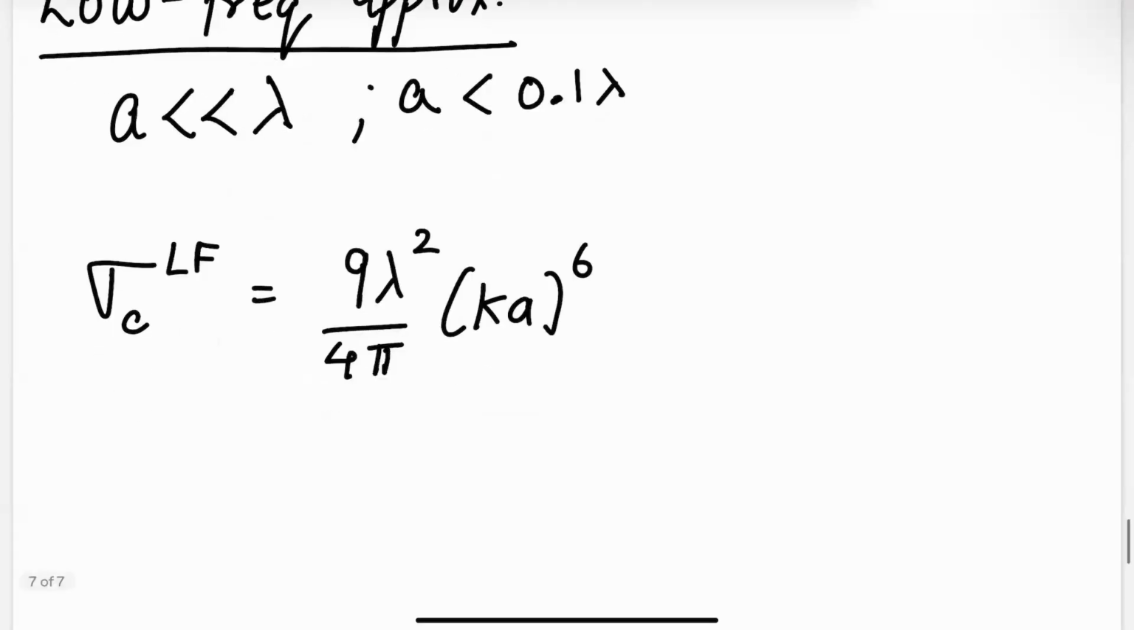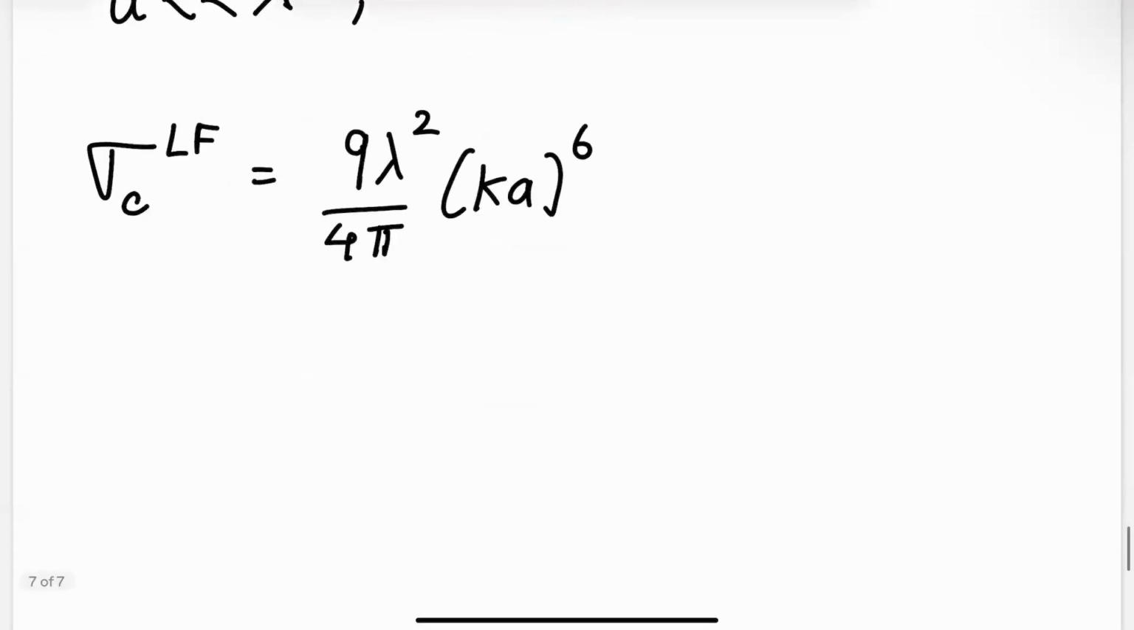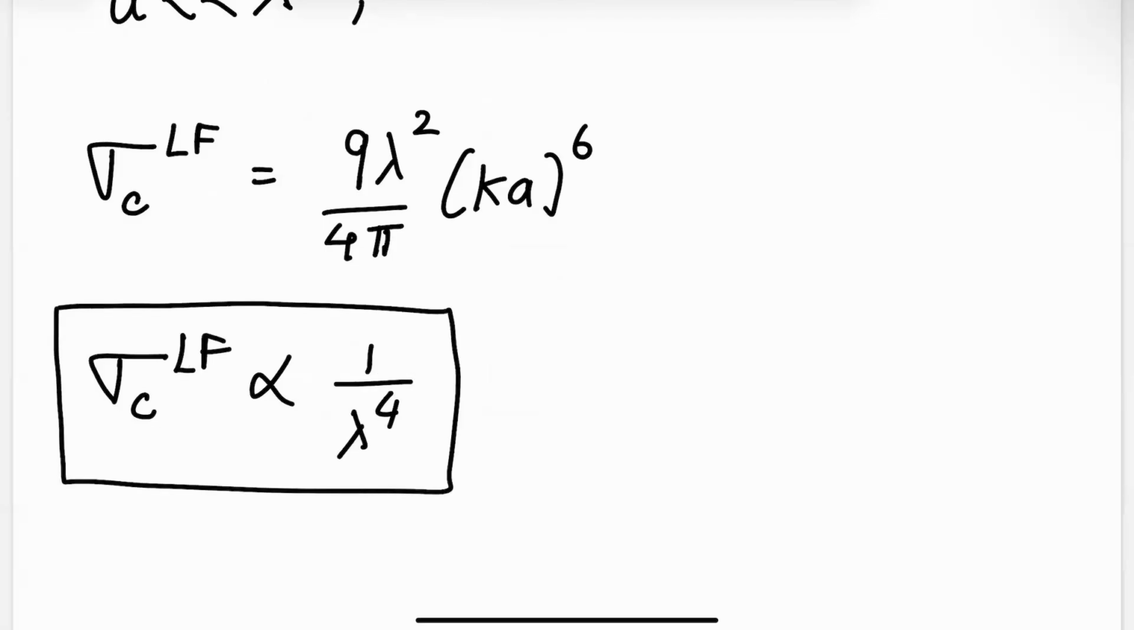Okay. This is a very interesting result because this says that my radar cross-section or scattering cross-section is proportional to 1 over lambda to the fourth. Right? Because k is nothing but 2 pi over lambda. So you have lambda to the sixth and then lambda squared. So you get 1 over lambda to the fourth.